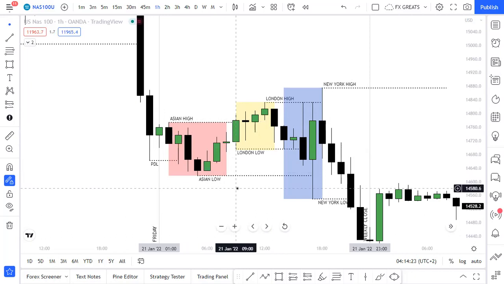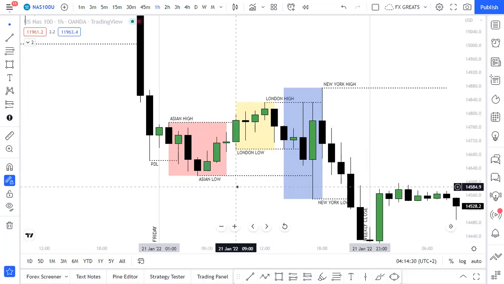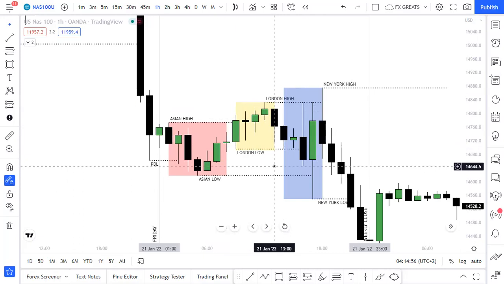After taking that liquidity from the Asian high, the London session started. It was the London session that sponsored the move that took out the high of the Asian session. You feel me? And then after taking out that high, the market went up to create a London high. And then the London high, it went down. You see? That's when 1 o'clock ended. At 1 o'clock, it created the high and the low, and the London session stopped.